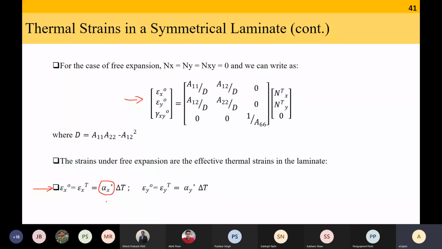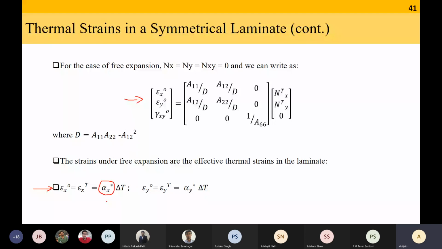First of all, do you understand what alpha x star means? What is the coefficient of thermal expansion in x direction? But why am I writing this star? Sir, it is the effective thermal expansion. It is the effective coefficient of thermal expansion for the entire laminate.